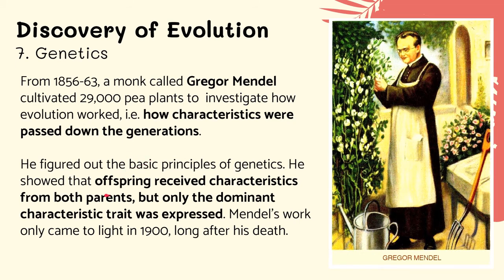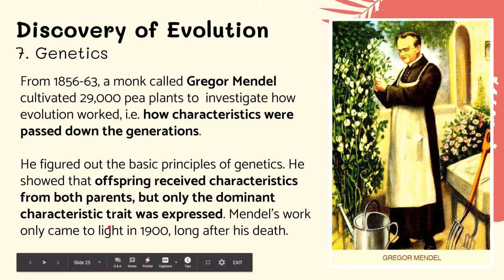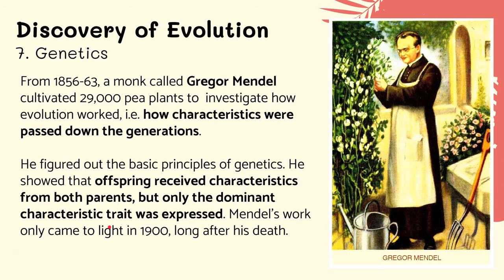In his work, he was able to show that offspring received characteristics from both parents, but only the dominant characteristic traits were expressed. However, much of his work was not well accepted by the scientific community. Even Gregor Mendel himself did not know the application of his findings. So nobody really talked much about his work. It was only around the 1900s, long after his death, that people started to look into his work.